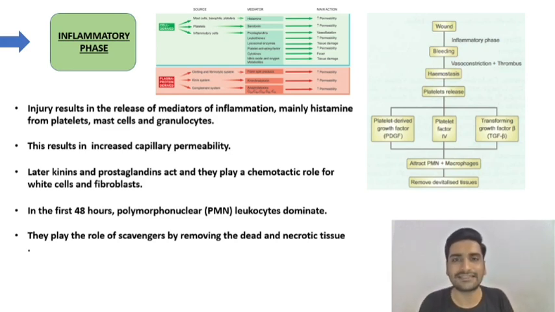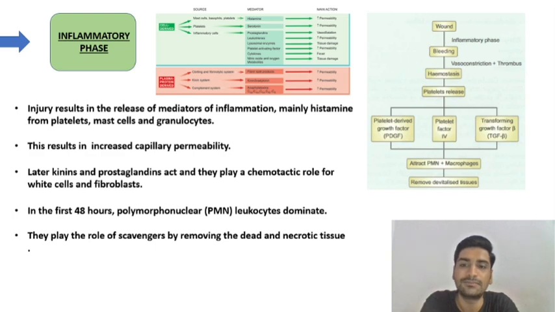On the right hand side of the screen, you can see a flow chart. This is just a brief overview. So for example, first thing that will happen is a wound, right? As soon as the wound happens, there will be bleeding. The inflammatory phase is going to start, right? Once the bleeding is arrested, there will be vasoconstriction, a clot is formed, thrombus is formed, hemostasis is achieved, that is, the bleeding is stopped, and platelets are released.